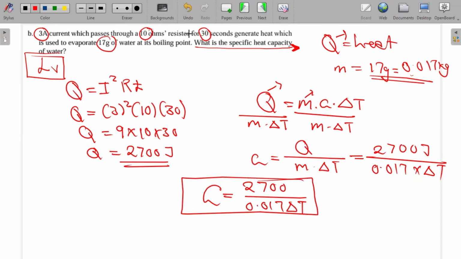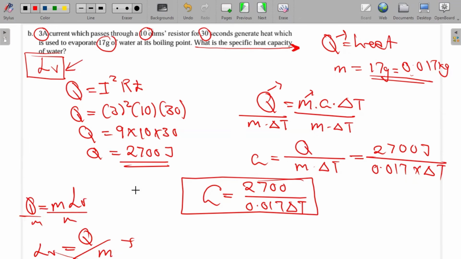From my experience, from what they're asking about in this question, the correct question was supposed to be: what is the latent heat of vaporization? If we wanted to calculate the latent heat of vaporization, we would have simply done that, because we know the amount of heat that is absorbed to evaporate water at its boiling point is equal to mass multiplied by the latent heat of vaporization. Divided by mass, my latent heat of vaporization is equal to the amount of heat that is absorbed divided by the mass. And from this, we would have been able to calculate the latent heat of vaporization.